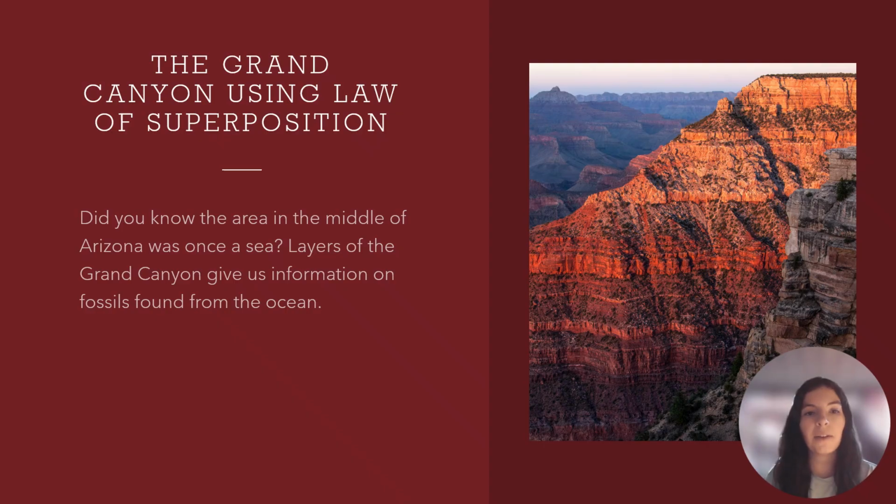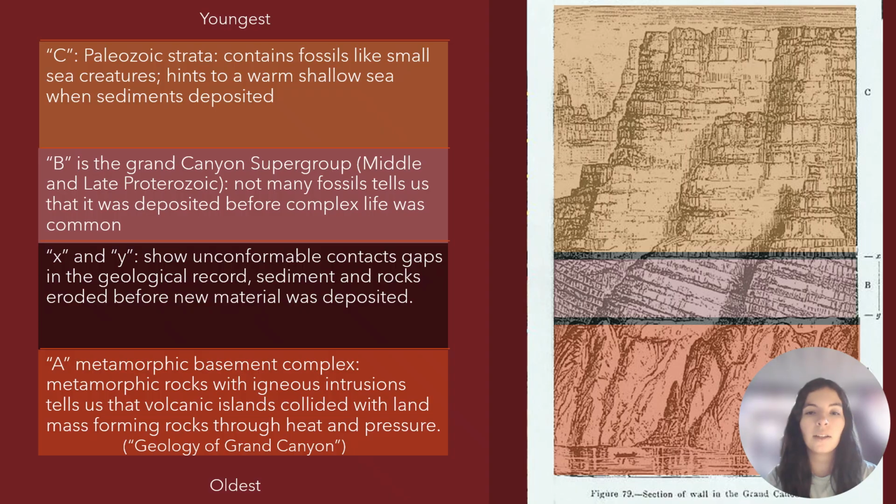So now we get into my related example, the Grand Canyon using the law of superposition. Did you know that the area in the middle of Arizona was once a sea? Layers of the Grand Canyon give us information on fossils found from the ocean. On this slide, I've colored layers of the Grand Canyon to give you a more visual example of the youngest to oldest layers. Starting with the youngest, layer C in yellow is Paleozoic strata, which contains fossils like small sea creatures and hints to a warmer, shallow sea when sediments were deposited.